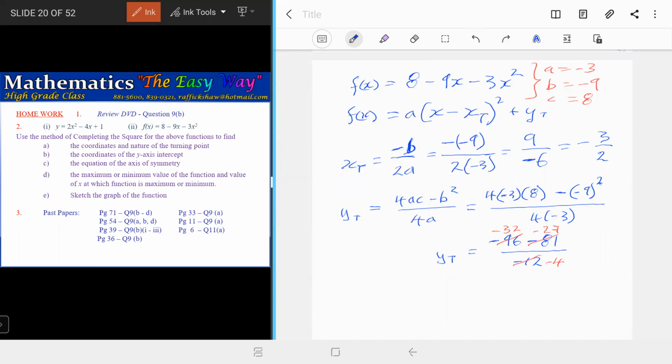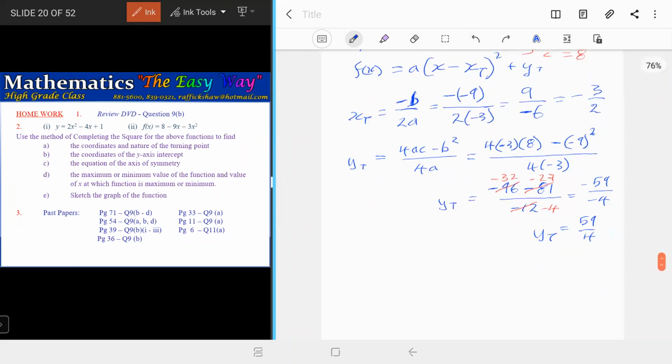That becomes 59. So it becomes negative 59 over negative 4. And then the negatives cancel. And so the yt is actually 59 over 4. You can leave the fraction like this. You don't have to put in a decimal. I'm going to take this yt value and put it right there. Leave the fraction there. All right. So it's okay for you to have fractions in these things.